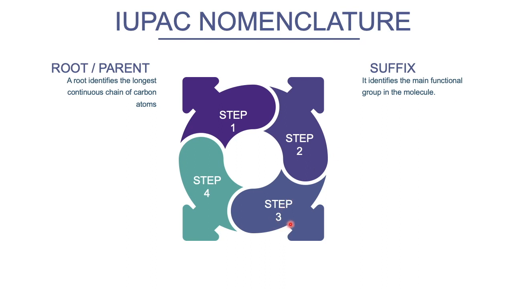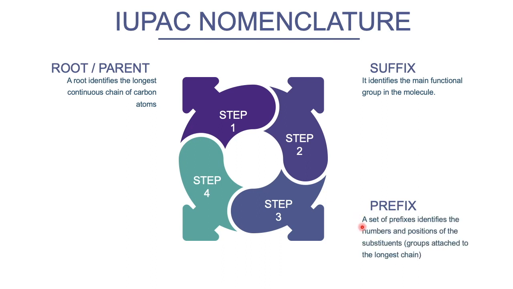Moving on to step 3. Step 3 is to identify the prefix. So a set of prefixes identifies the numbers and the positions of all the substituents attached. Now, substituents are any groups which are attached to the parent chain or the longest chain, and we will see what they mean with examples in a moment. And then moving on to step 4, we write the final name, and the name is, first we write the prefixes, then we write the parent root, and then we write the suffix.